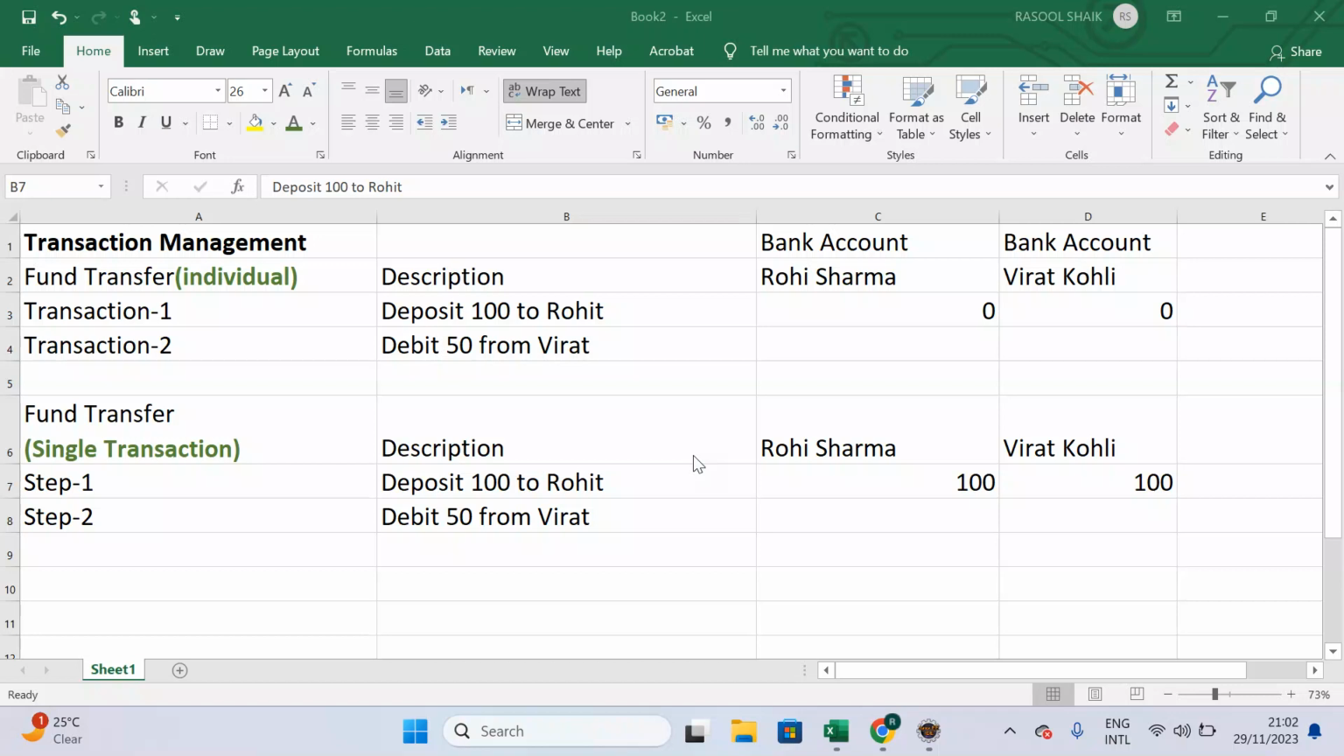Most people have confusion about transaction management, and if you don't understand each and every basic concept in transaction management, you cannot understand transaction management. So if you want to understand it, you should learn the basics. In this lecture I am going to explain in a very simple way what transaction management is. We'll go step by step.